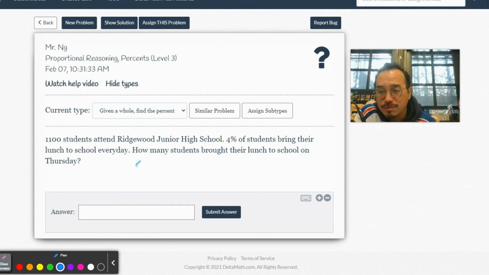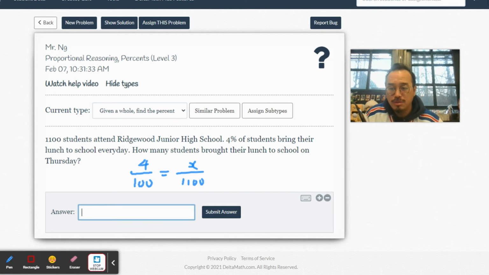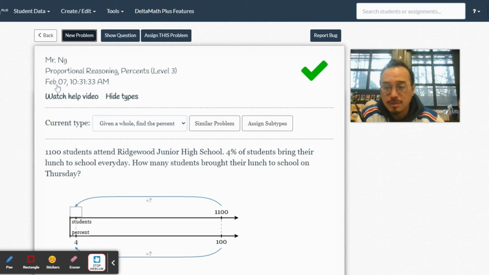So let's see. Set up the proportion. 4% out of 1,100 is what? That's a type A question. So let's cross multiply and divide. 4 times 1,100 is 4,400 divided by 100. So that's 44. So 44 kids brought lunch to school on Thursday. Like that.